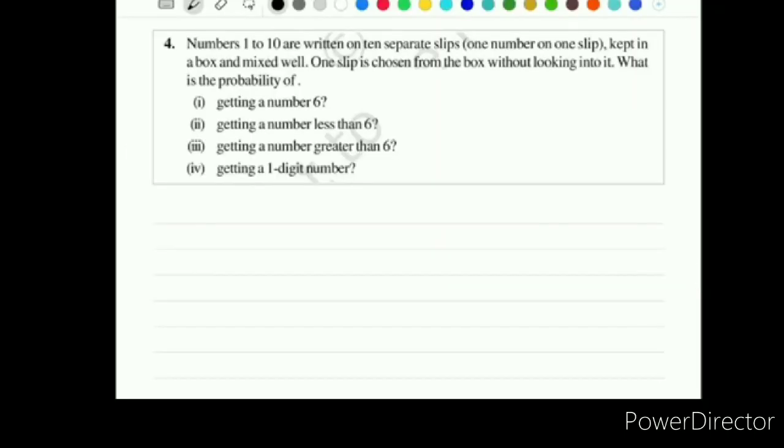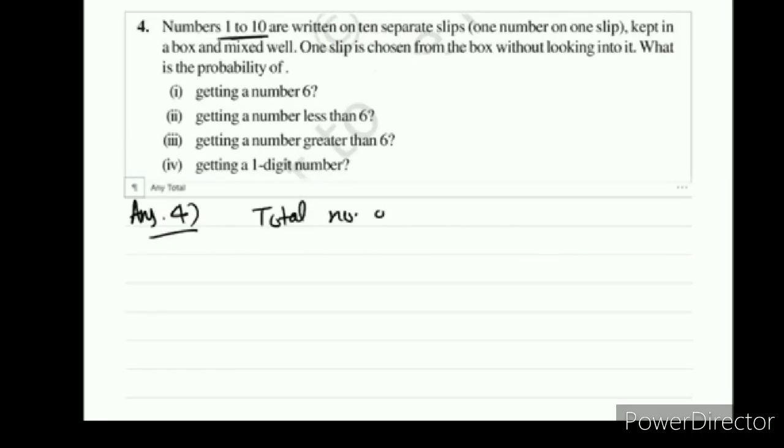Next, fourth question. Numbers 1 to 10 are written on 10 separate slips, one number on one slip, kept in a box and mixed well. One slip is chosen from the box without looking into it. What is the probability of? In one box we have to put slips with numbers. On each slip we should write only one number.